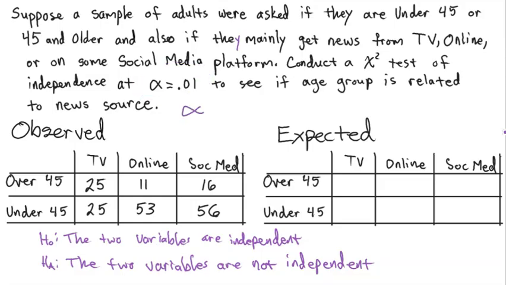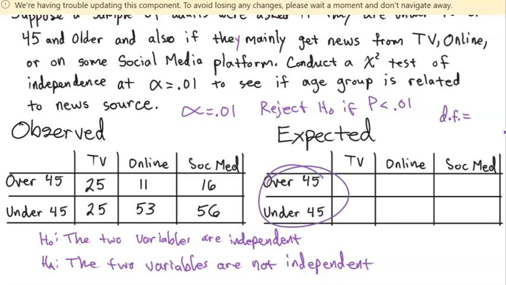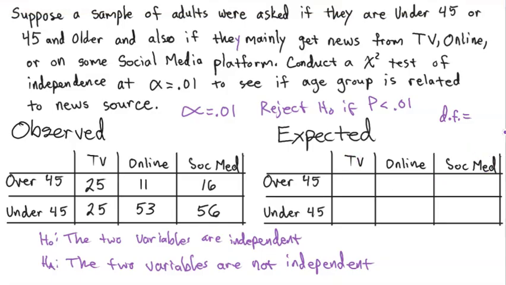It's right here. So alpha is 0.01, and so we'll say reject H sub 0 if our p-value is less than 0.01. And then we also need our degrees of freedom. Remember, degrees of freedom is equal to the number of rows minus 1, times the number of columns minus 1. So 2 rows minus 1 is 1, times 3 columns minus 1 is 2. So 1 times 2, degrees of freedom are 2.